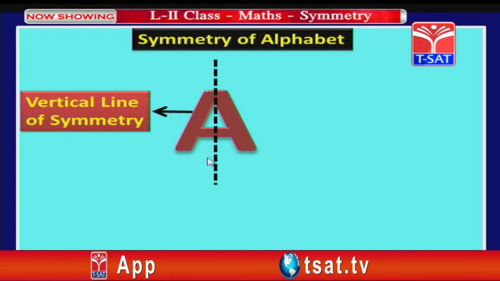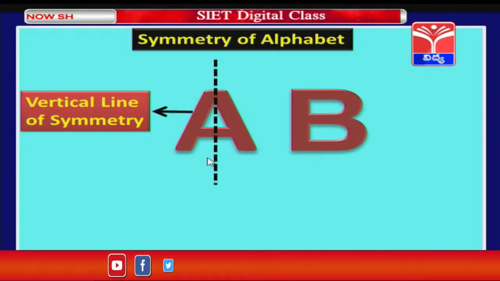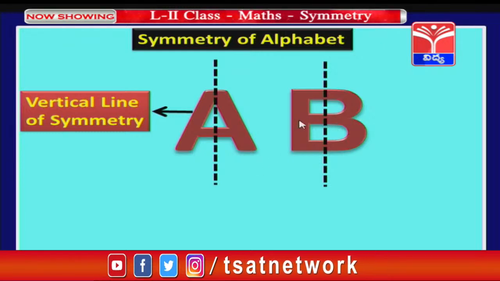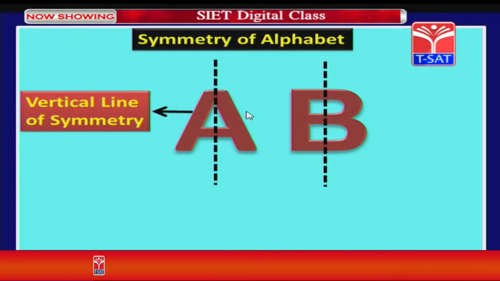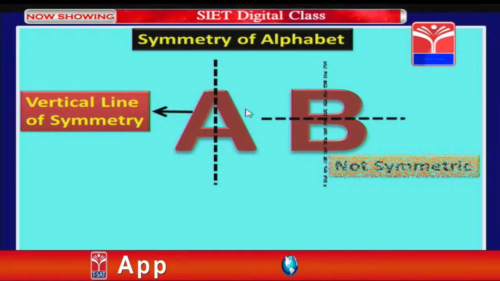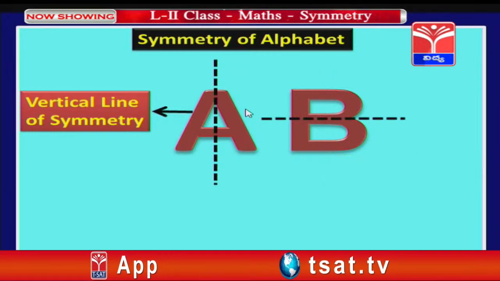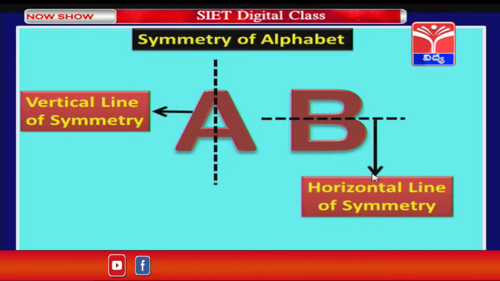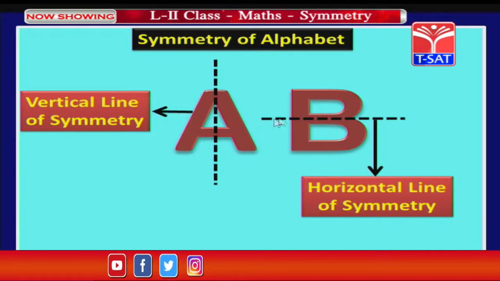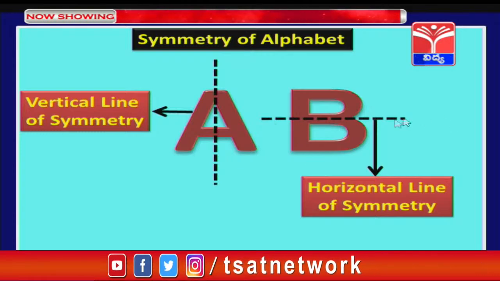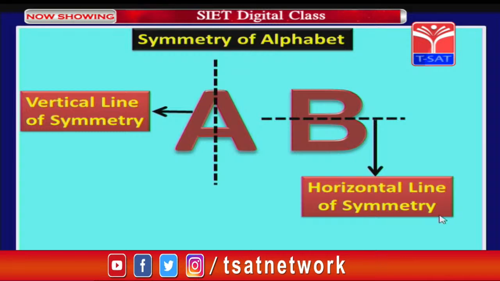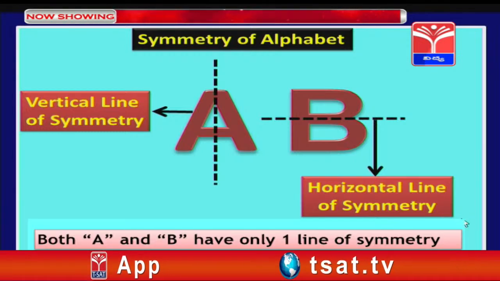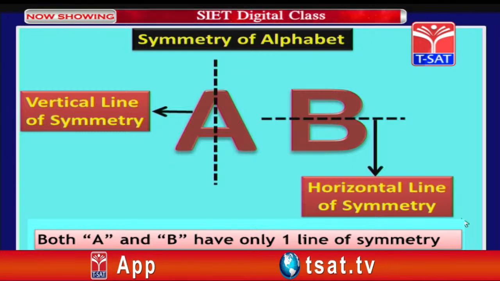Got it, children? Now, let us move on to our next letter, that is B. Let us draw a vertical line. If I fold along this vertical line, it will not be symmetric, isn't it, children? Whereas, if I draw a horizontal line and fold along it, then both the sides coincide. That means this line is the line of symmetry, or simply the horizontal line of symmetry. Got it, children? So, what do we conclude? Both A and B have one line of symmetry.